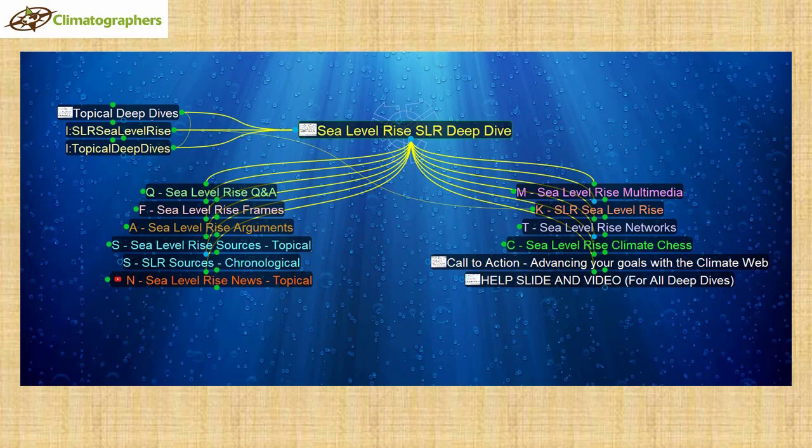You can see here the sources headings, news headings, networks headings, and knowledge base headings I've previously talked about. But you can also see new categories, e.g. arguments.